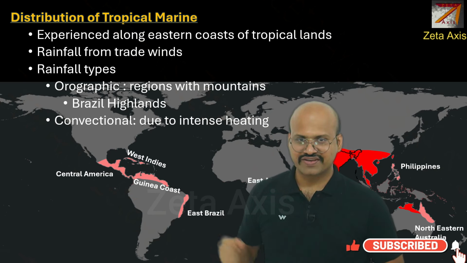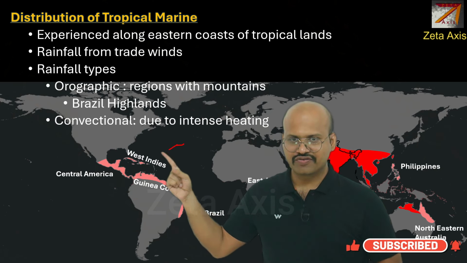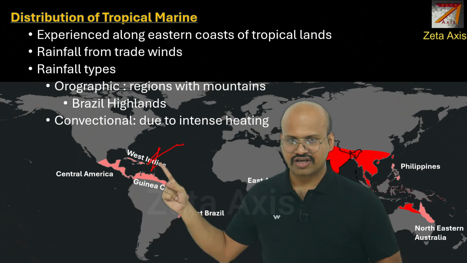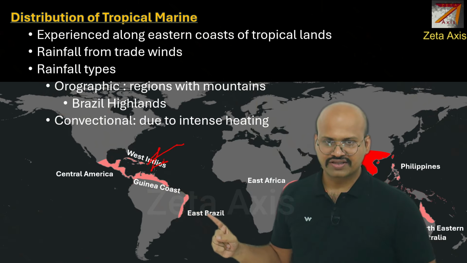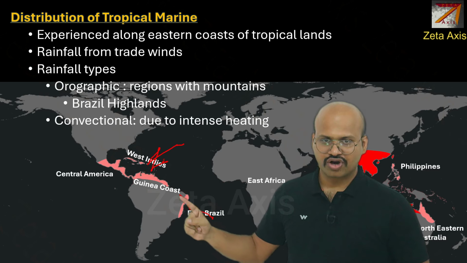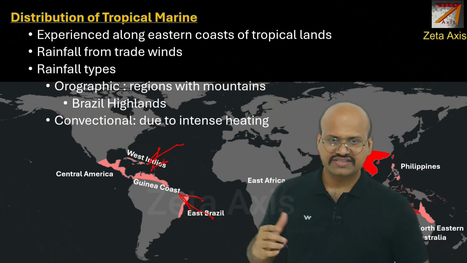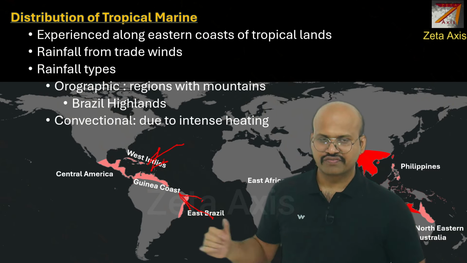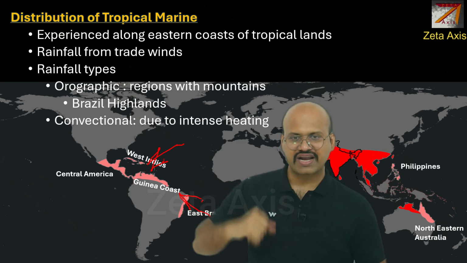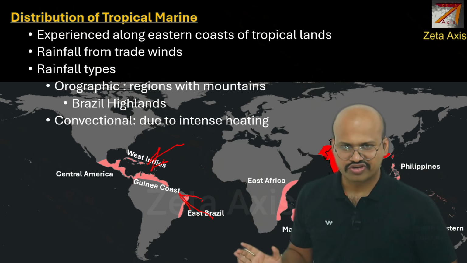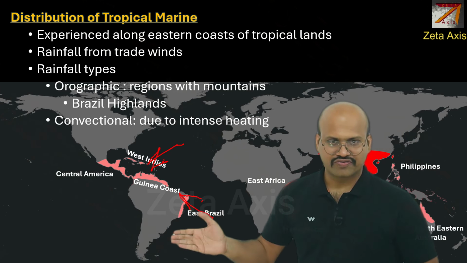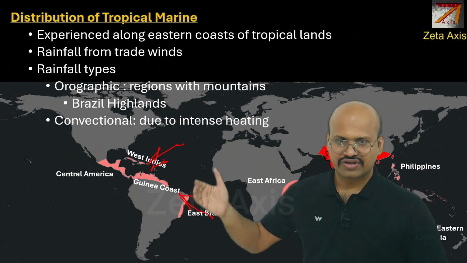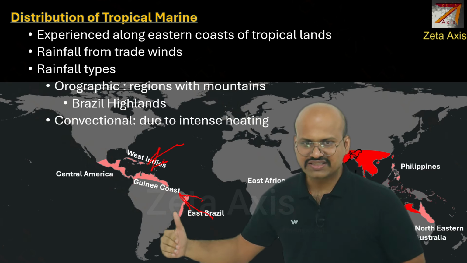What are easterly trade winds? In the northern hemisphere they will flow in this direction, and in the southern hemisphere they will flow in this direction. Because of this, only on the eastern boundaries of the continents will we see the tropical marine climate, because they are bringing moisture from the ocean towards the land and they are blowing from the eastern direction. Therefore, they will affect only the eastern side of the continents.